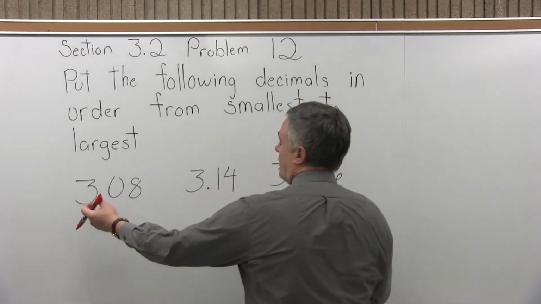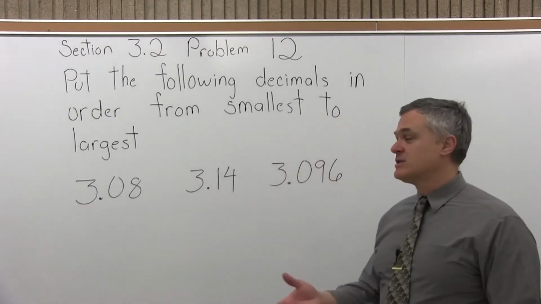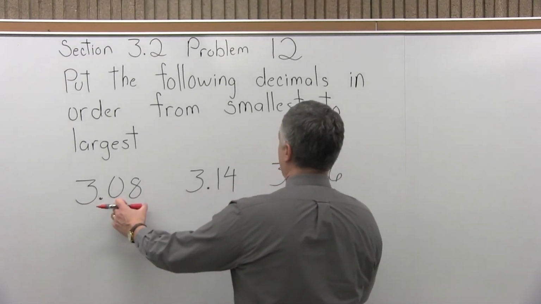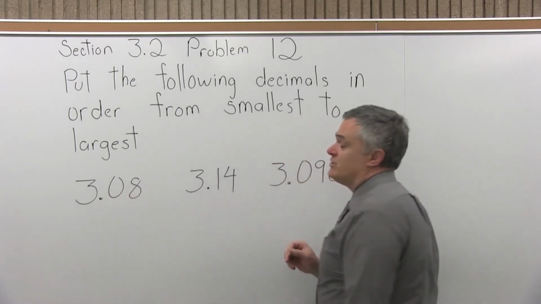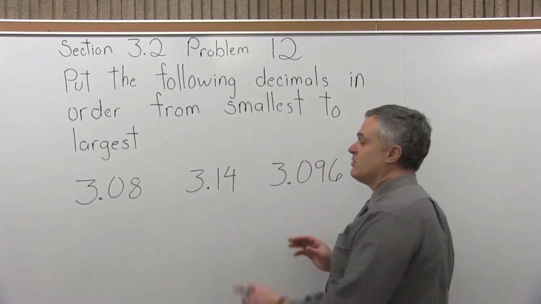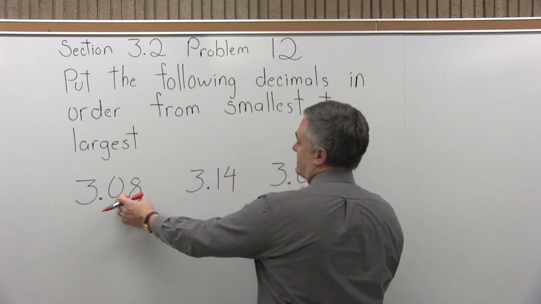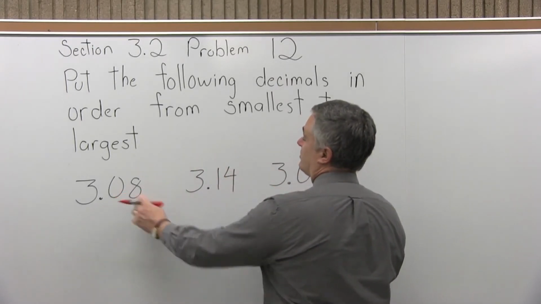So the leftmost digit for all of them is 3, so we have a tie. So now we're going to move in one digit to the right. So now I have a 0, a 1, and another 0. So the 0's are tied. They're smaller. 3.14 is not the smallest. I'll ignore it for a minute. So the first number has a 3.0. The last number also a 3.0.